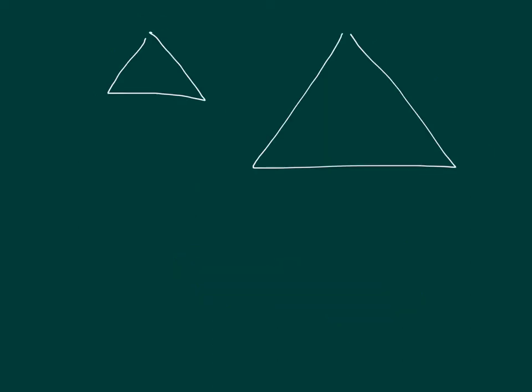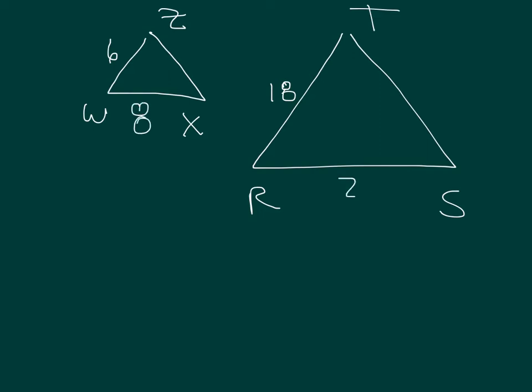Now let's take a look at, say, triangle WXZ, and this could be RST. Okay, so now we know that the side side side similarity shortcut is if all the corresponding sides are proportional, then the two triangles are similar. So let's say that this is 6, and we'll go 18. We'll go 8 and 24, and let's do 9.